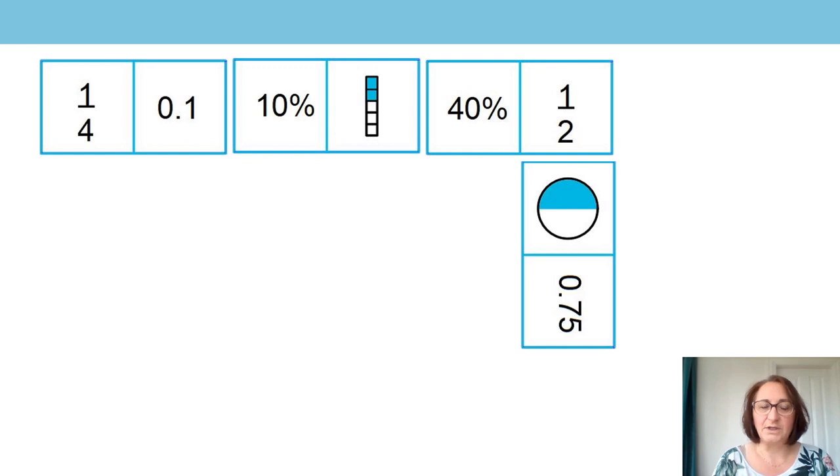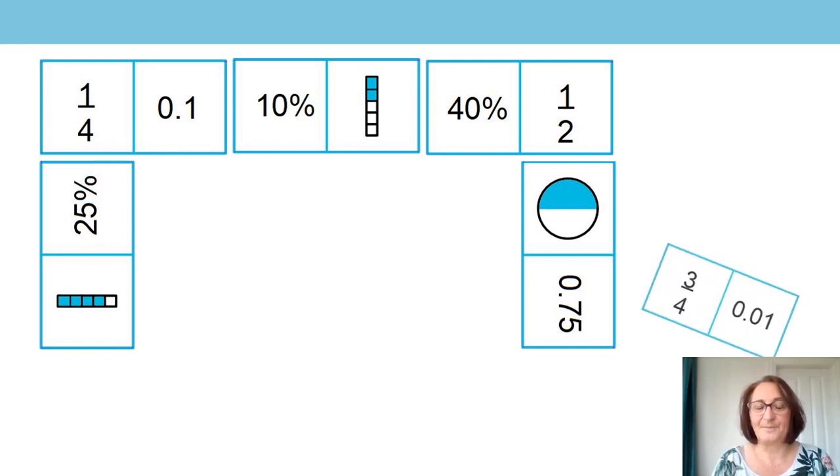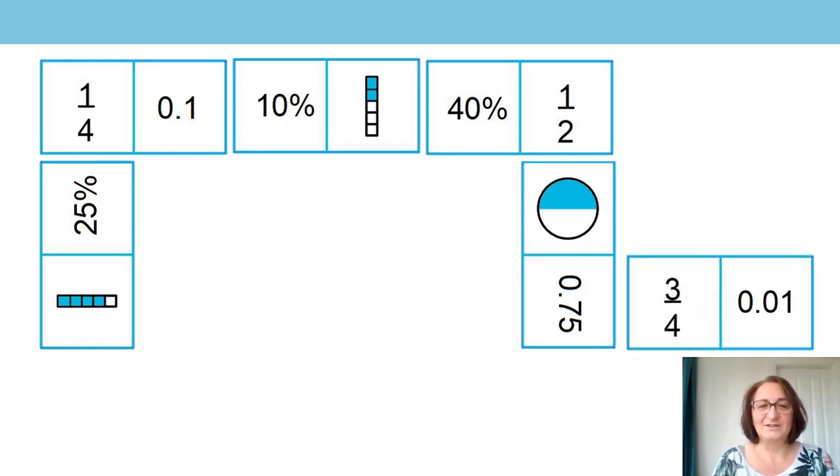Here's one solution. Yours might look different to this. To match with 1/4, we could have used an image divided into 4 equal parts with one part shaded, or use the decimal 0.25, but I chose 25%. And to match with 0.75, I could use 75% or an image divided into 4 equal parts with 3 parts shaded. I chose the fraction 3/4. How does yours look? Does yours look different to that? Did you choose some of the other representations? Were you correct?